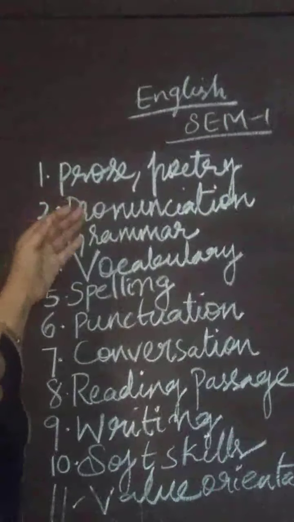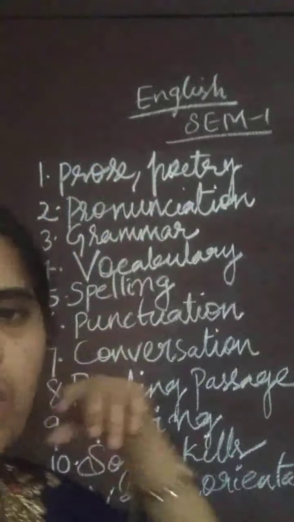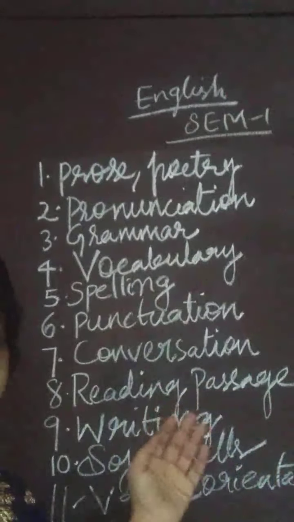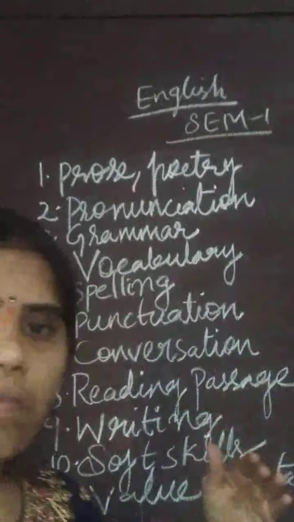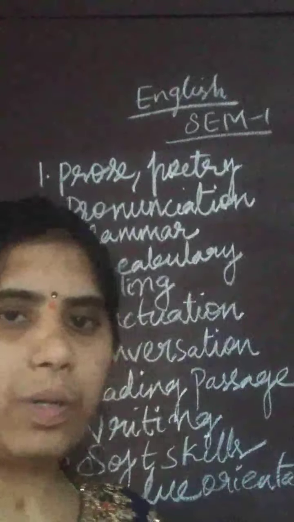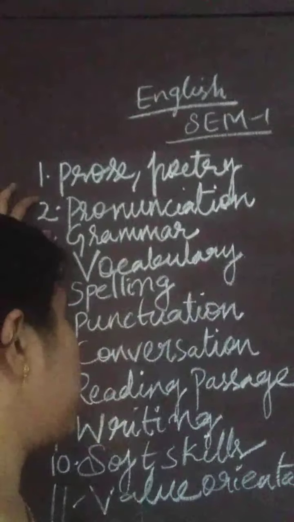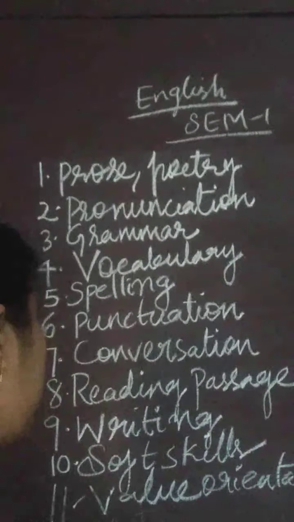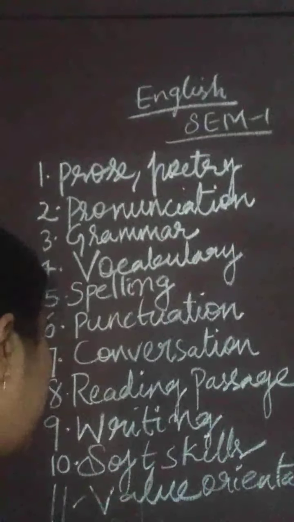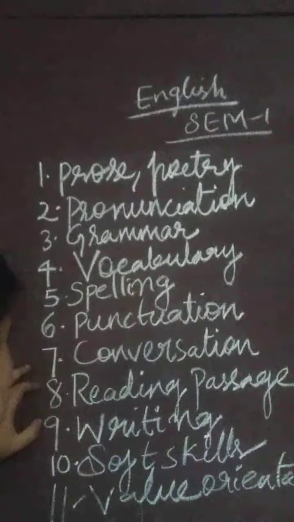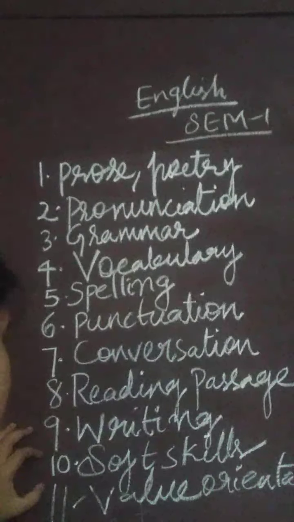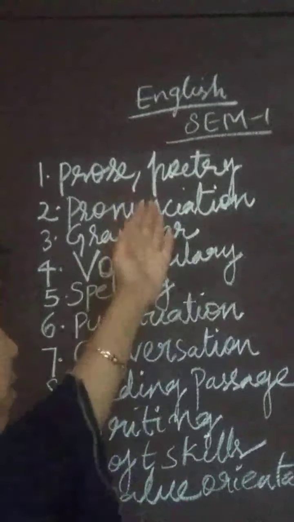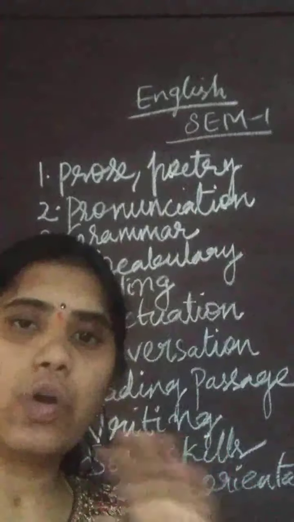So, prose and poetry, there may be stories. It may be about a happy person, happy people. You have a prose part and a poetry part. Pronunciations. Third one, grammar. Fourth one, vocabulary. Fifth one, spellings. Sixth, punctuation. Seventh, conversation. Eighth, reading passage. Ninth, writing. 10th, soft skills. 11th, value orientations. These 11 subtopics, subunits are present in each of the 4 lessons.